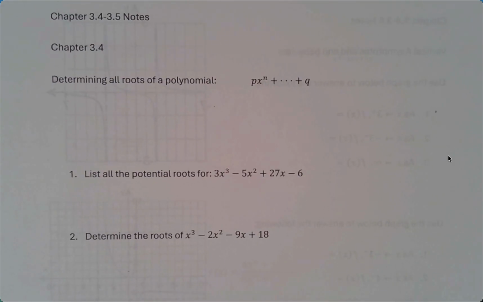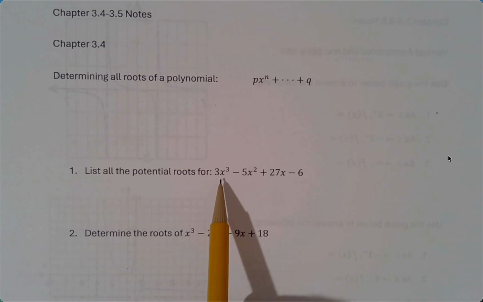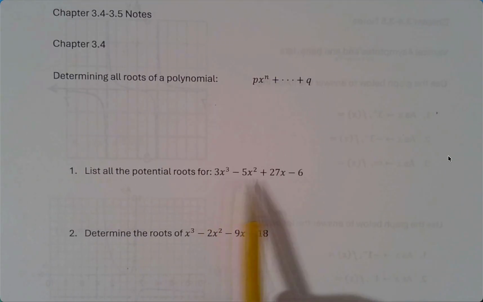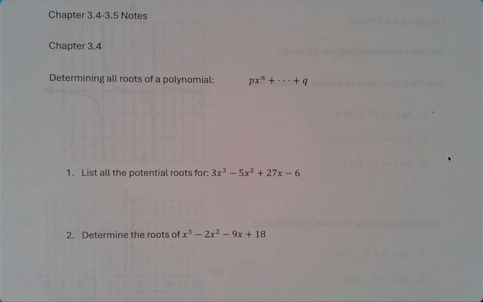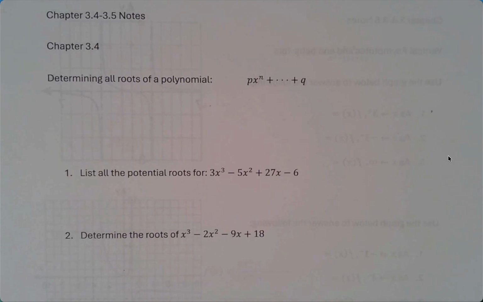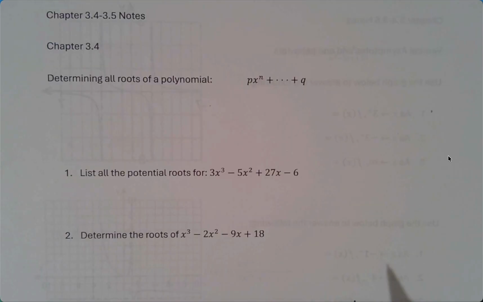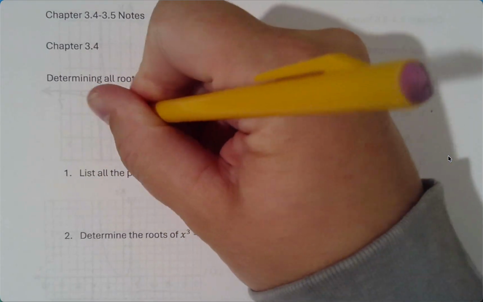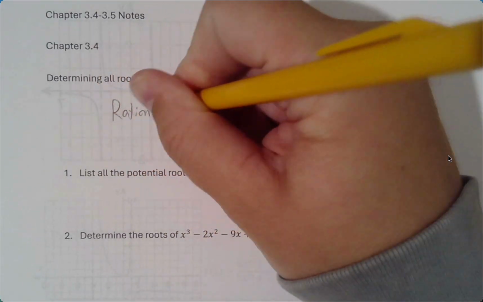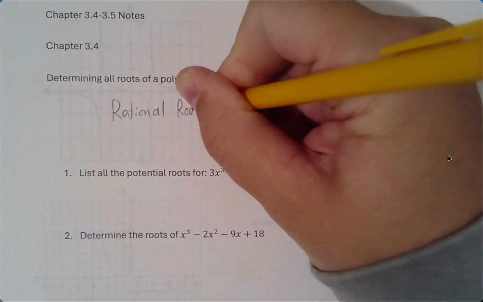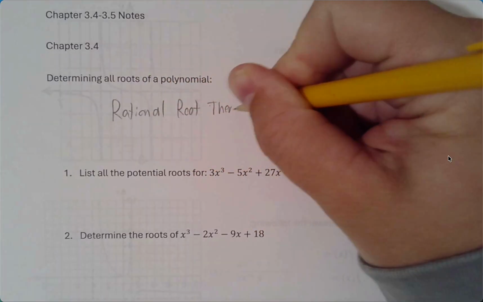So last module, we talked about using synthetic division to try to divide something like this by some sort of factor or some sort of potential root. Now the goal here is to determine all roots of a polynomial. That's the main chapter goal. However, we aren't going to be able to find all the roots easily all the time, but one easy way is by using what we call the rational root theorem.